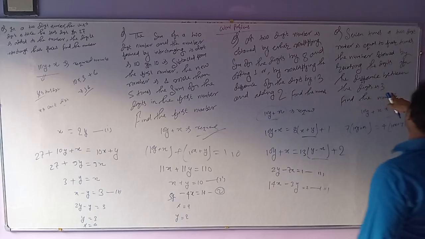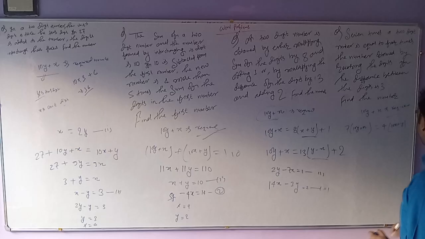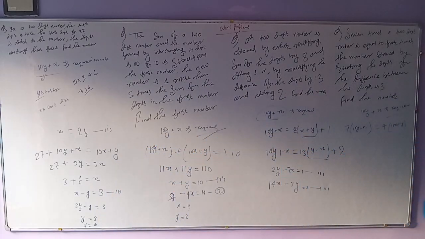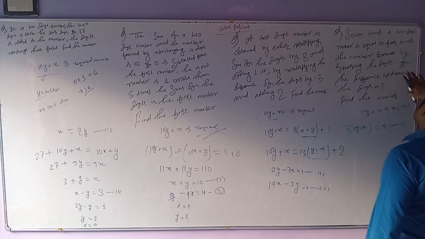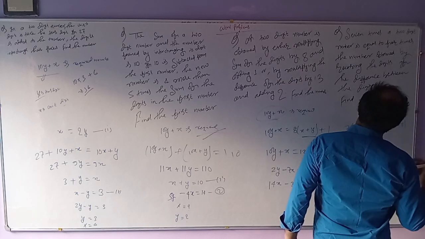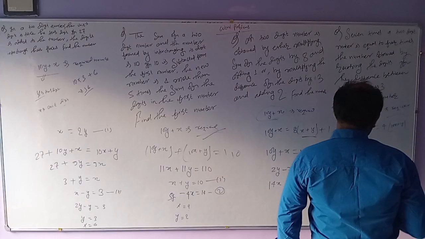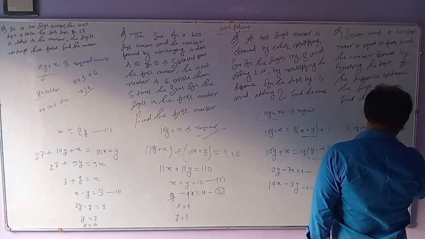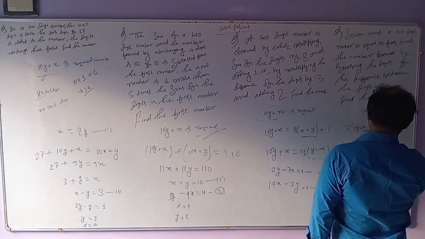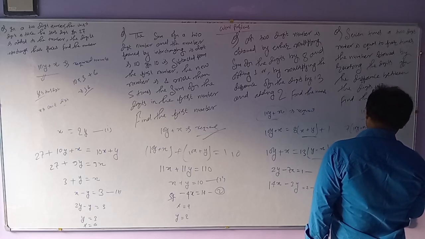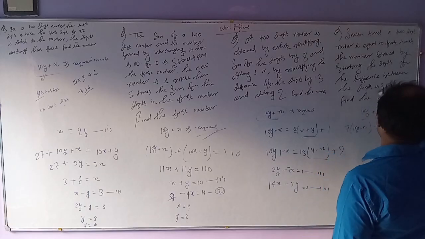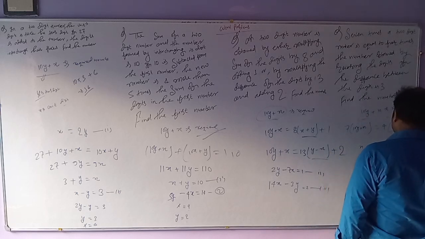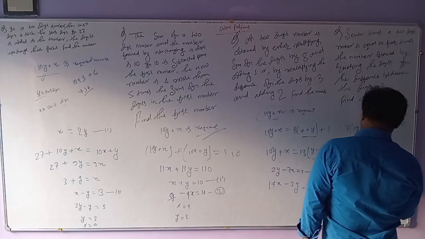If the difference between the digits is 3, again there is the question of how to take the difference: the tens digit from the unit digit, or the unit digit from the tens digit. There is no such information in the question. The tens digit is y and the unit digit is x. If the difference between the digits is 3, let us consider firstly x minus y equal to 3, the unit digit minus the tens digit. We get an equation.